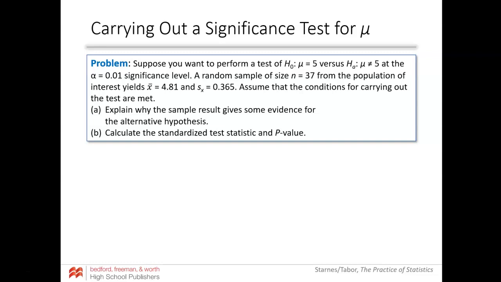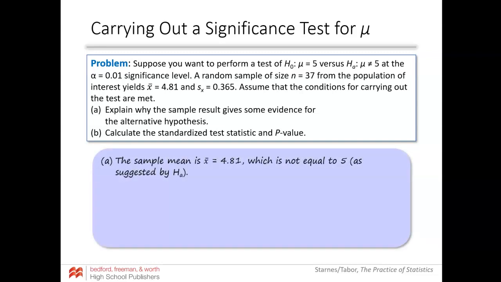So a random sample of size 37 from the population yields a sample mean of 4.81 and a standard deviation for the sample of 0.365. Again, no context whatsoever, but that's okay. We're just kind of going to do the first two steps. Explain why the sample result gives some evidence for the alternative hypothesis. Well, the alternative hypothesis is that the mean is not 5, and we just got a mean of 4.81, which, friends, that's not 5. So that's some evidence towards the alternative.